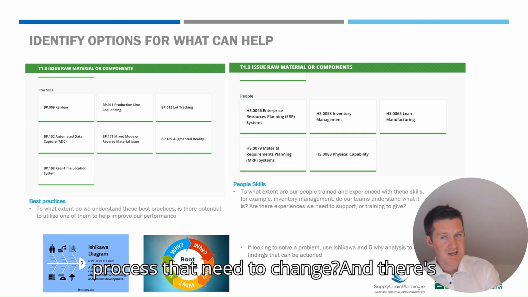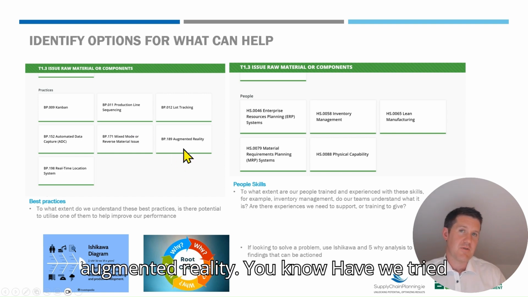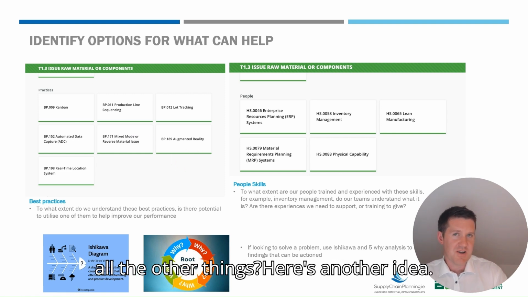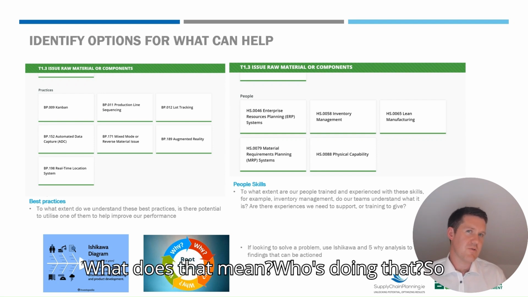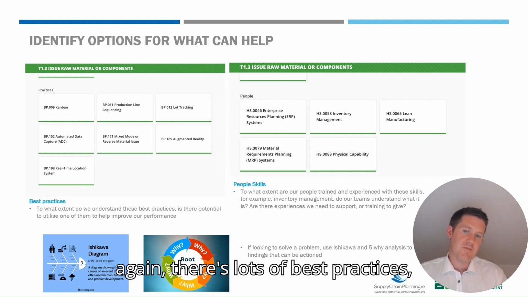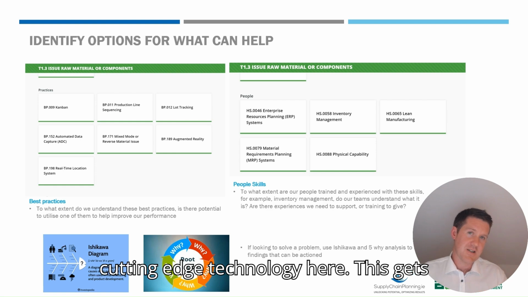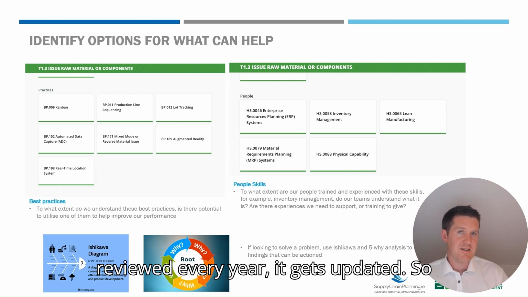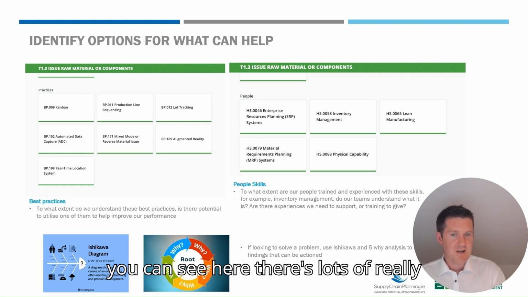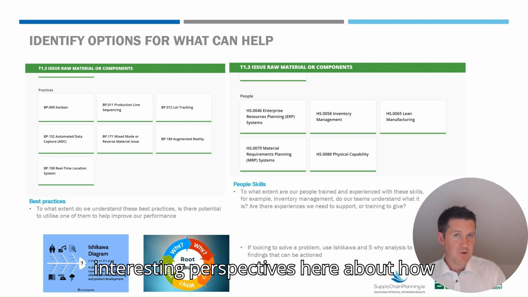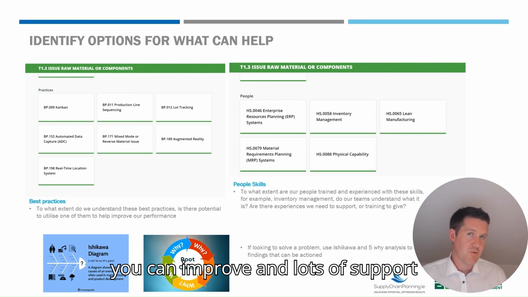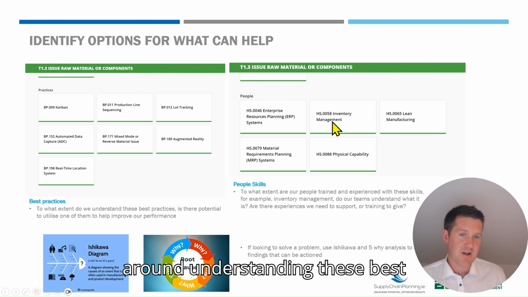Are there steps in the process that need to change? There's augmented reality. Have we tried all the other things? Here's another idea. Well, like, what does that mean? Who's doing that? So again, there's lots of, you can say, best practices, cutting edge technology here. This gets reviewed every year. It gets updated. So you can see here there's lots of really interesting perspectives here about how you can improve, and lots of support around understanding these best practices.